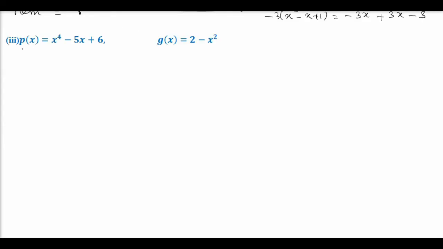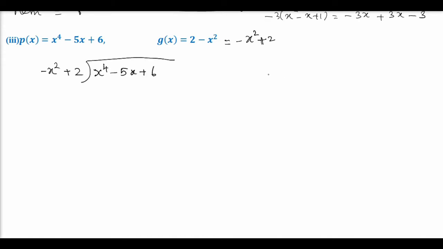Okay, the third subdivision, polynomials given are p of x equal x power 4 minus 5x plus 6 and g of x equal 2 minus x square. The first step is to check whether the given polynomials are in standard form. Regarding the dividend, it is in the standard form. But the divisor is not in the standard form, so let me arrange it as minus x square plus 2. Now it's in the standard form, so we'll proceed to divide.